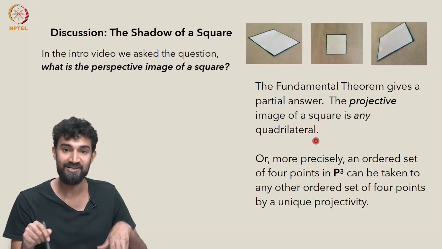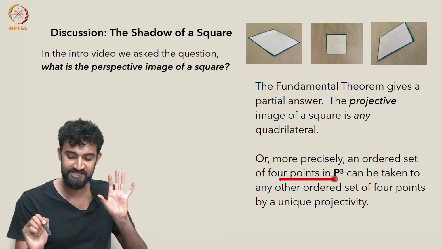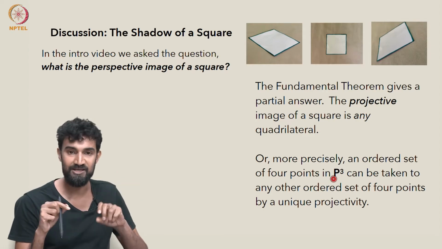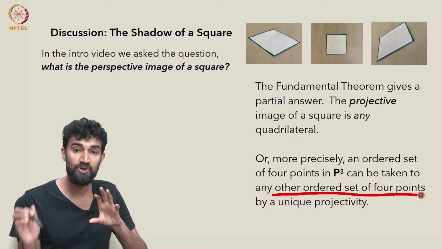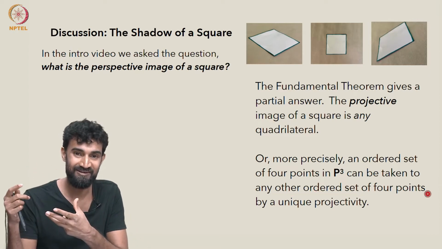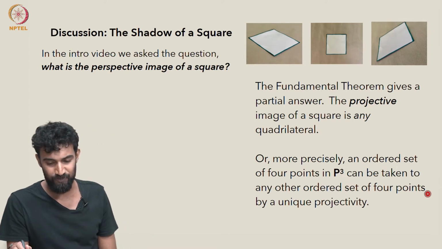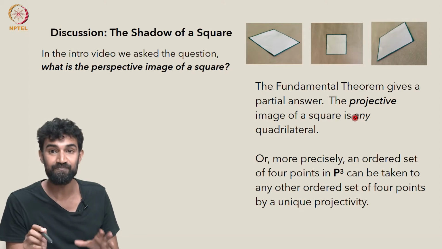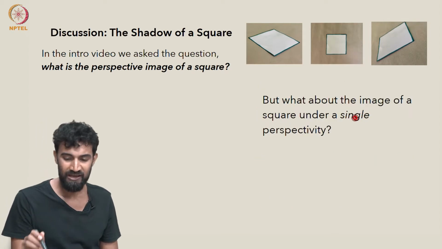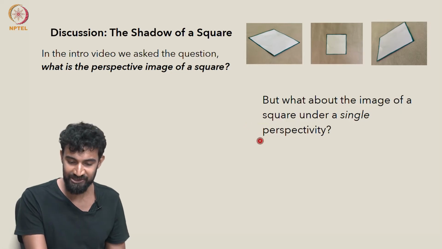Or more precisely, it tells us that an ordered set of 4 points in P3, as long as no 3 are collinear, can be taken to any other ordered set of 4 points in P3, provided no 3 points are collinear. So it's an answer to a very related question. But what if we actually want to know about the image of a square under a single perspectivity?